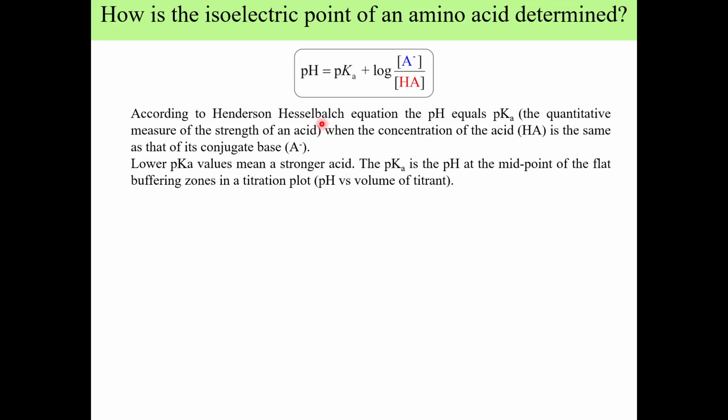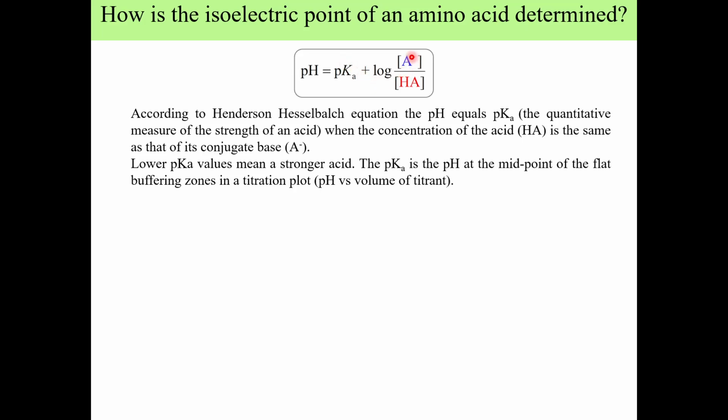Now, how is the isoelectric point of an amino acid determined? For this, there is the Henderson-Hasselbalch equation. The Henderson-Hasselbalch equation tells you that pH is equal to pKa. Here Ka is the dissociation constant of an acid, and the p, of course, as you know, is the negative logarithm. So pH is the negative logarithm of the H plus ion concentration and pKa is the negative logarithm of the dissociation constant.